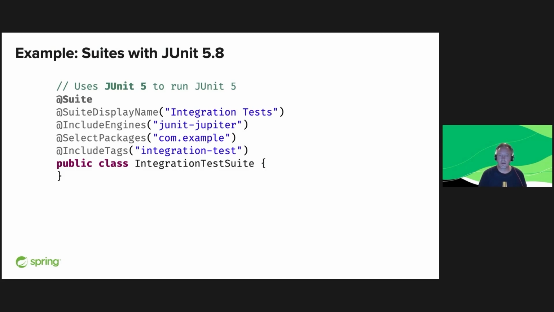So this suite can select classes, it can select packages for class-path scanning to find the tests. It can also select other suites, so you can have nested suites. That's something you could not do with the JUnit platform runner with JUnit 4. So I think a lot of people will find this quite useful.